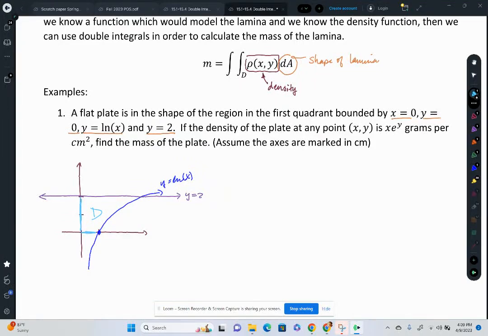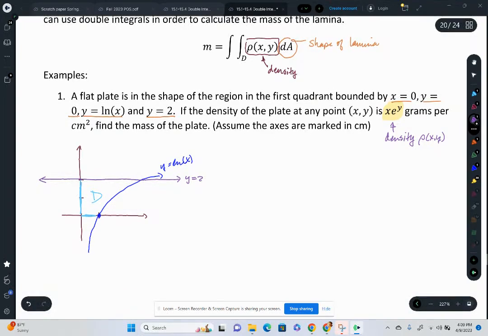What we want to do is integrate the density over that shape. Let's find the density. If the density of the plate at any point xy is x e to the y, there it is, that's our density, rho of xy, in grams per centimeter squared. Find the mass of the plate.